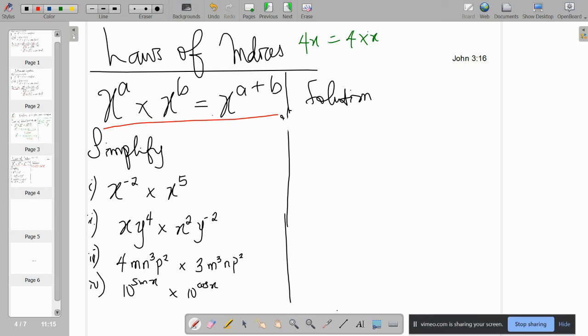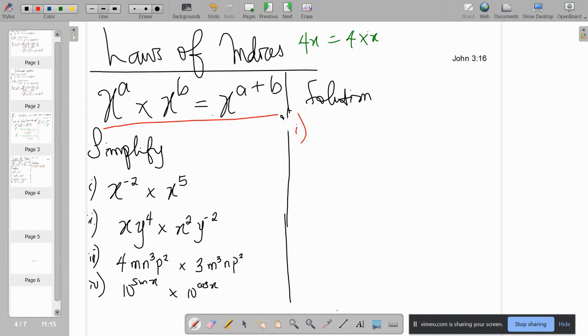In this lesson, we want to continue. This is the final part of lesson one on the laws of indices, where we have the product, the addition rule, where x raised to power a times x raised to power b is equal to x raised to power a plus b. Now, let's see how we can apply these in solving these problems.